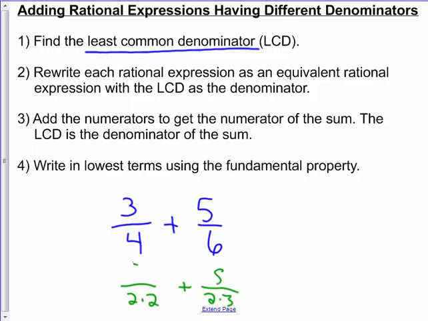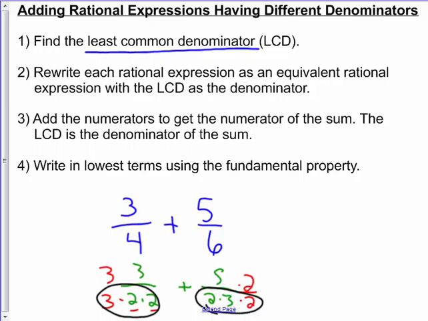And the common denominator means the bottoms have to be the same. So if I look at the bottom of the first one, I have 2 and 2. On the bottom of the second one, I have a 2 and a 3. The second one has a 3 in it, so that means the first one has to have a 3 in it as well. Remember, if I do it to the bottom, I have to do it to the top. And since the first one has 2 2's, the second one has to have 2 2's. So that's that second step, rewriting each rational expression as an equivalent rational expression.